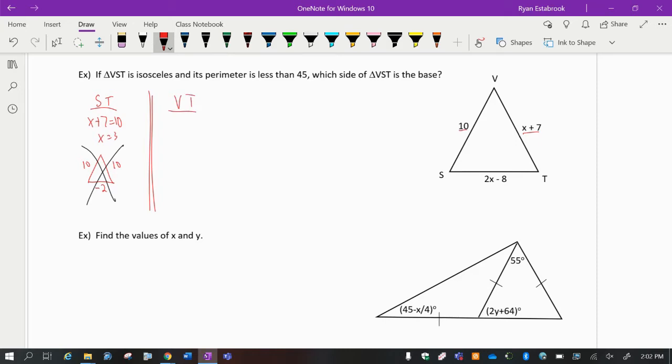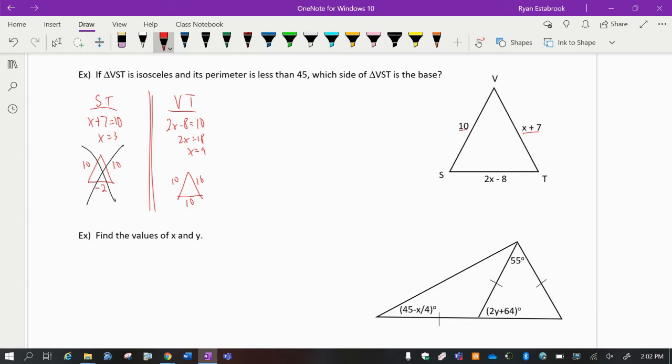If VT is the base, that means 10 is equal to 2x minus 8. 2x equals 18, x equals 9. Now to run that through there, if x equals 9, and this length is 10, plug it in down there. That should be 10 as well because they're equal. Plug it in over here. 9 plus 7 is 16. So this makes sense. If I add up all those sides together, this perimeter is only 36, which means it is less than 45.